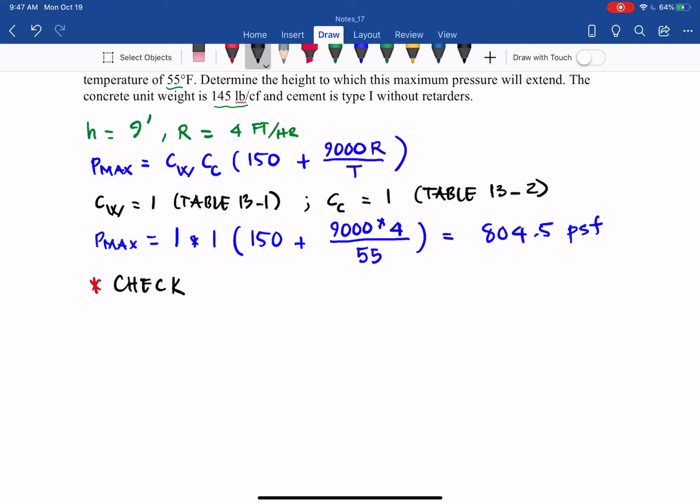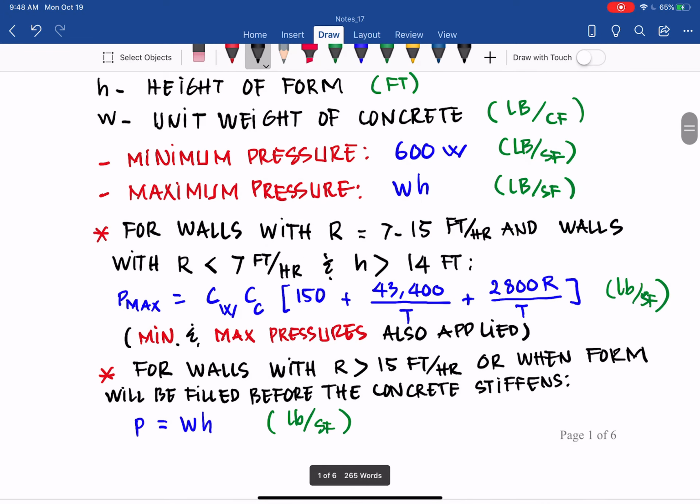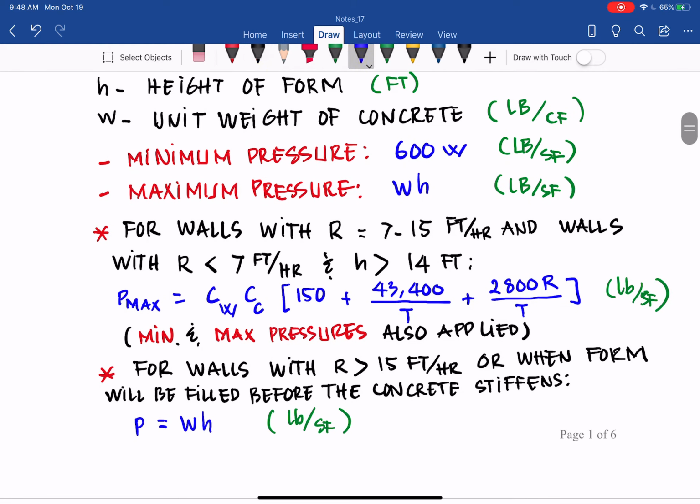So from there we can check the maximum and minimum pressure. So we have a minimum pressure equal to 600 CW, which should be 600 CW.